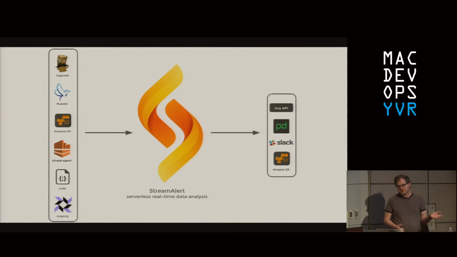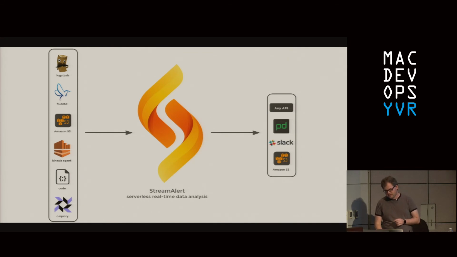And so Streamalert can talk to any API. It comes with a few things built in, which are probably very common, like PagerDuty or Slack. It can write things out to S3, which you probably want to do just to keep track of everything that was ever alerted. But yeah, it can talk to anything.